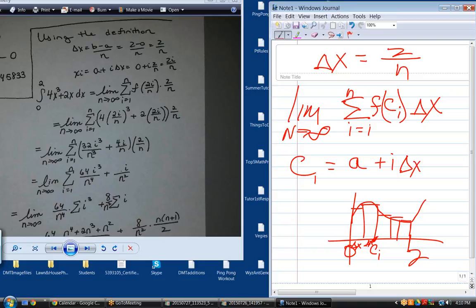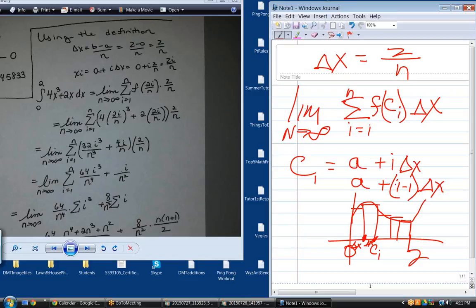If it was left endpoint, it would be a plus I minus 1 times delta x. Notice that if I make that c sub I the left endpoint instead of the right endpoint, well, now it's only 1 delta x away from 0. And yet it's still the second rectangle. So the only way to get 1 out of that is to do I minus 1.